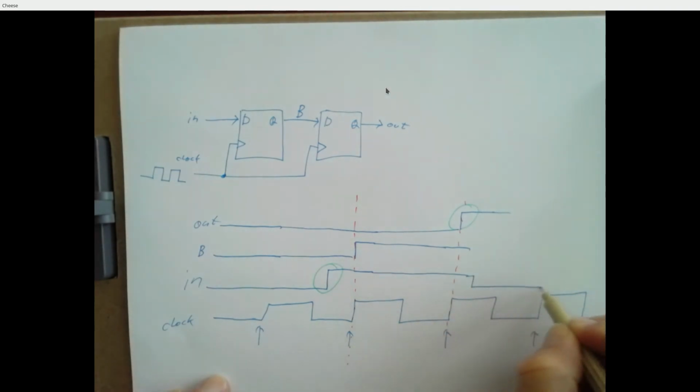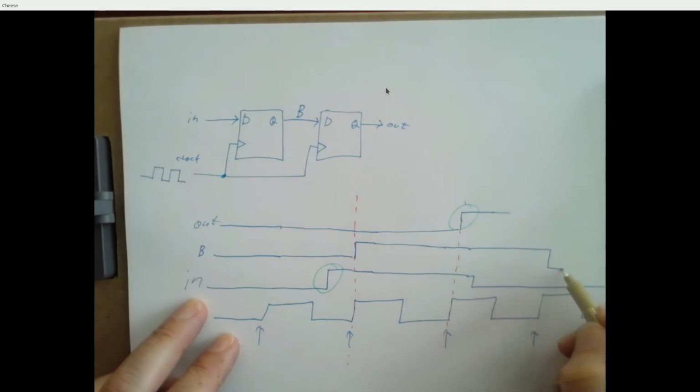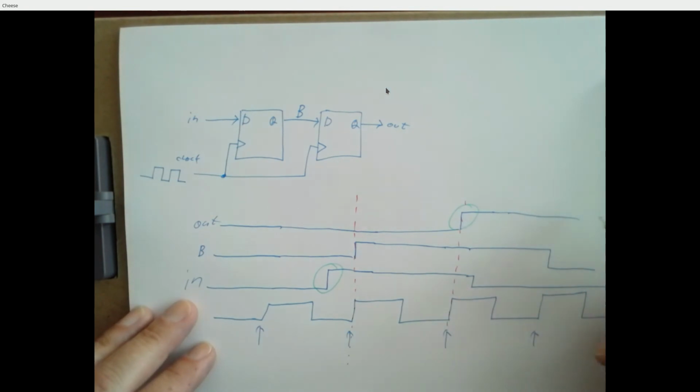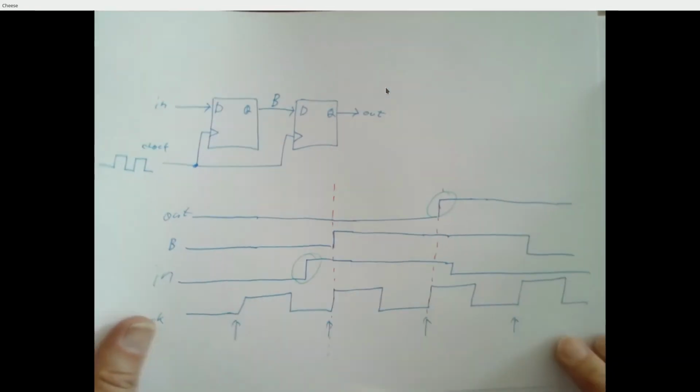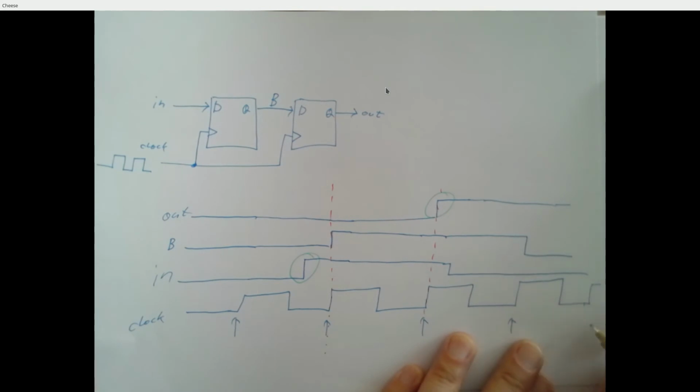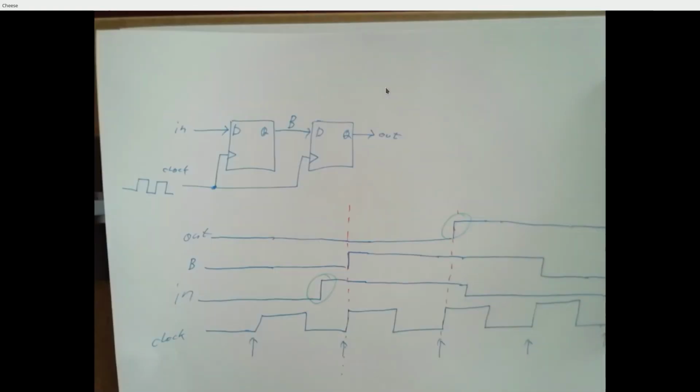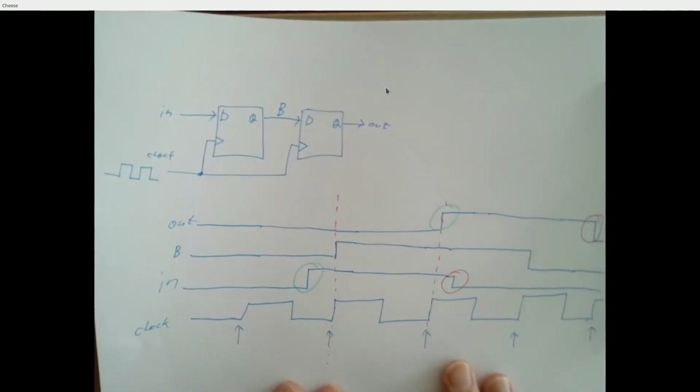Our input raised here, our output raised here. And now if our input drops low, then at this edge, B will drop low in response. But at this edge, B is still 1, so the output will stay high. And it's only when we get over here to this next rising edge, at this point, B is a 0, so the output will drop low. And so again, we've got this delayed response. Our input dropped here. Our output dropped there. So that's your delay circuit.